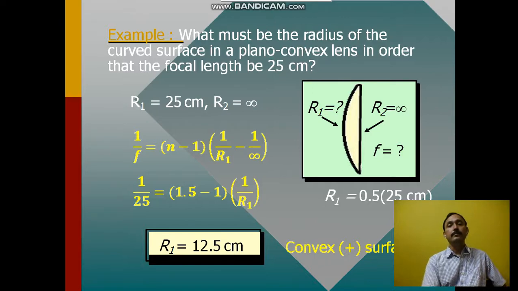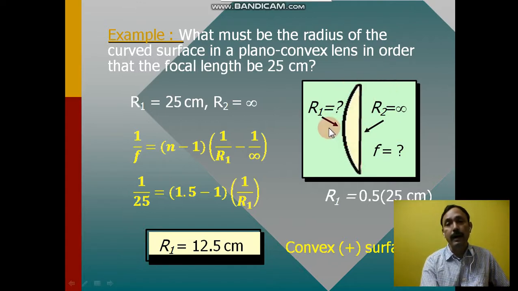Another example for this plano convex lens. What must be the radius of the curved surface of a plano convex lens in order that the focal length be 25 cm? So for this surface, its radius is R1. This is the surface, its radius is R2. As it is a straight one, so plane, its radius is infinity. And the focal length is supplied, it is 25 cm. So 1 by f is equal to (n minus 1) into (1 by R1 minus 1 by infinity). So 1 by infinity means 0.